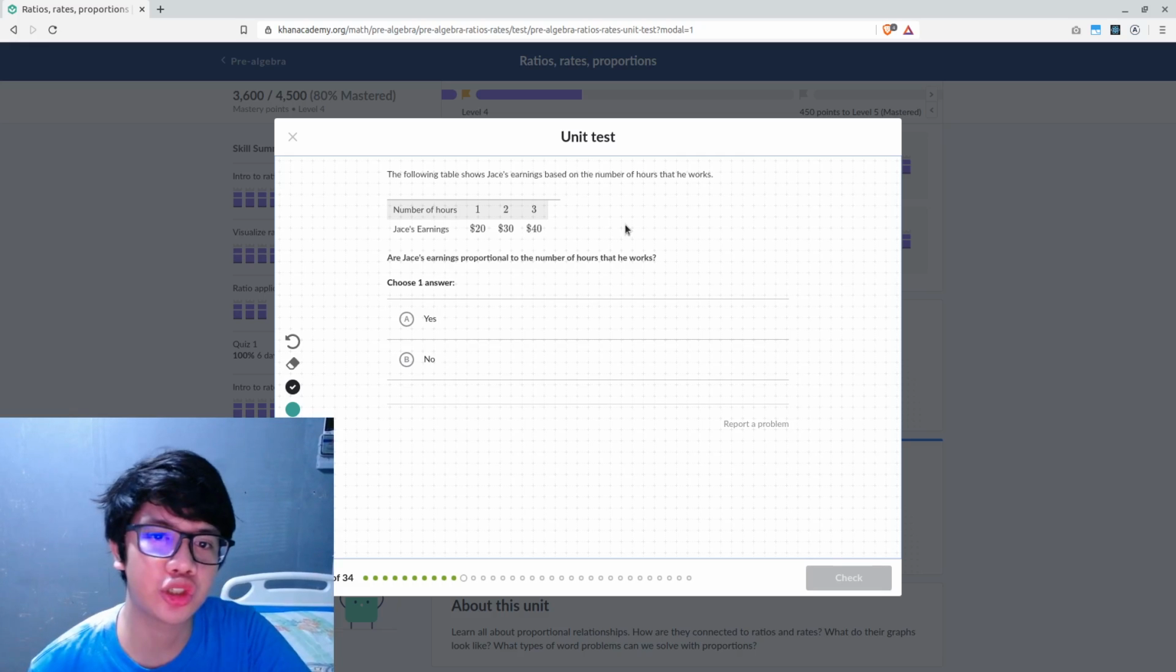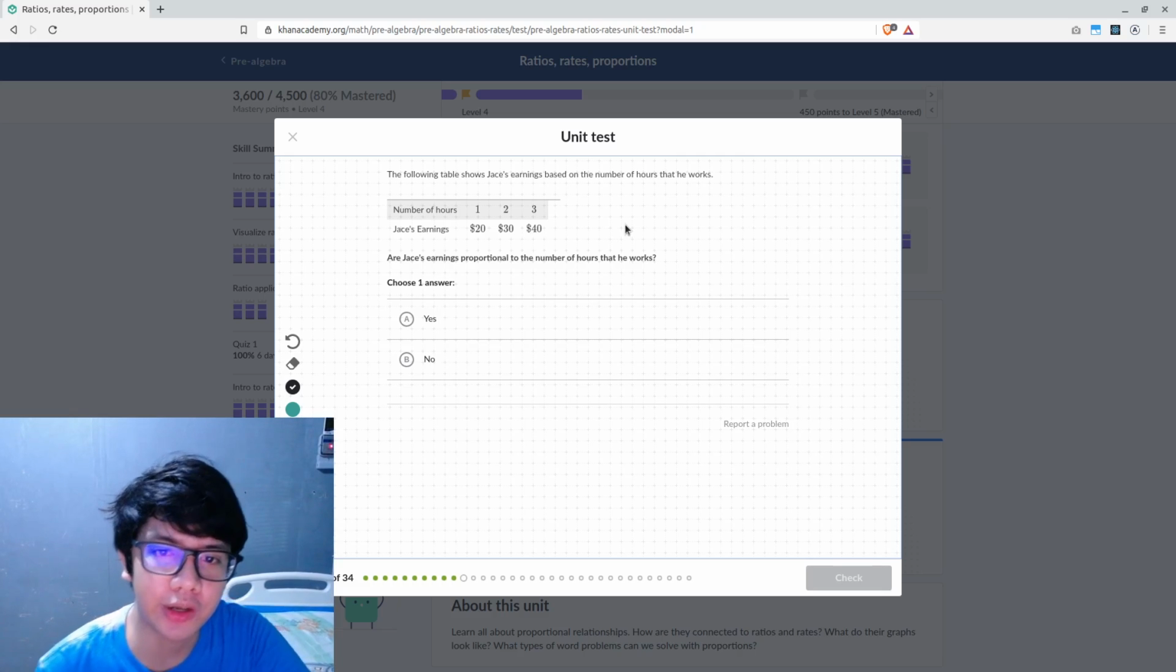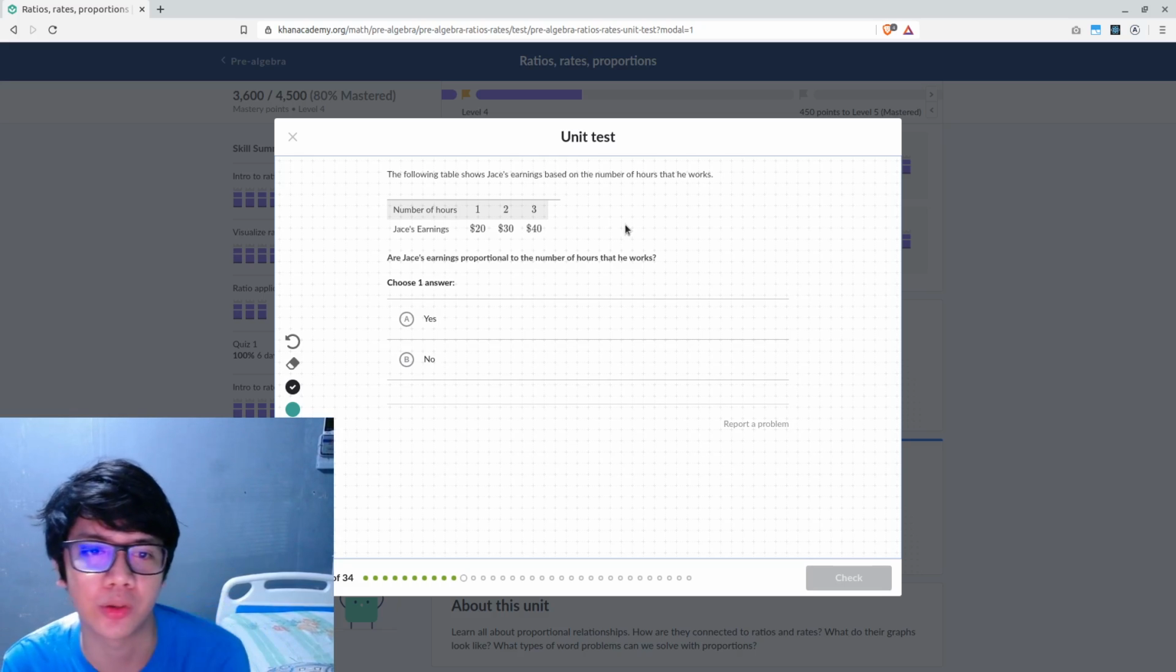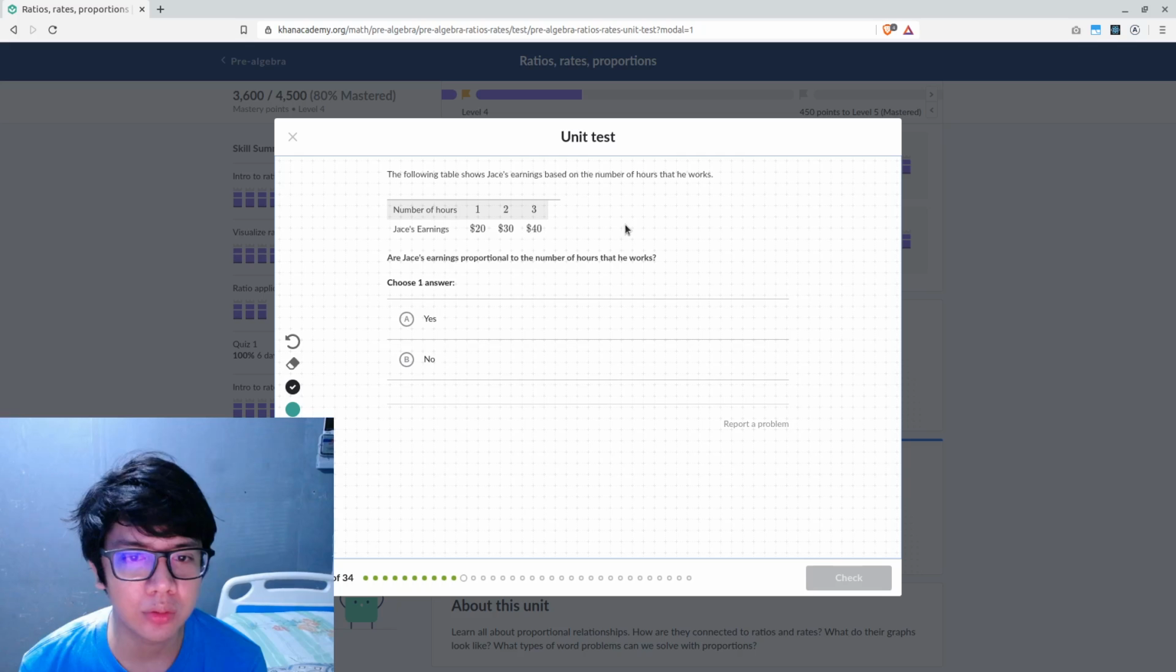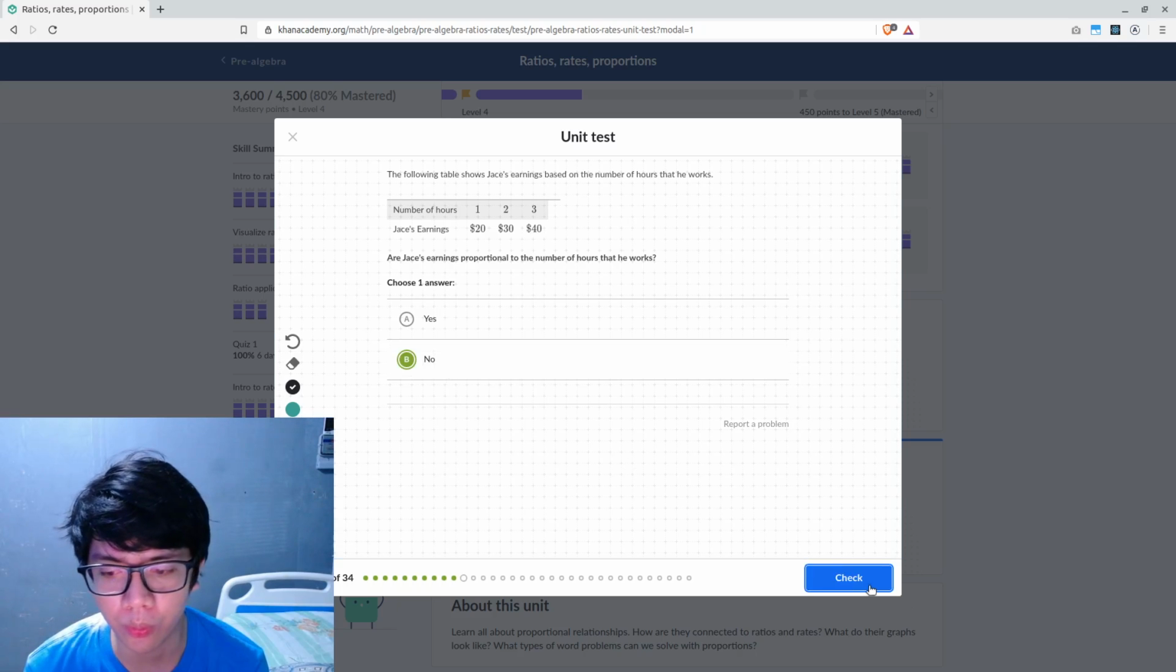The table shows Jace's earnings based on the number. 2030. No.